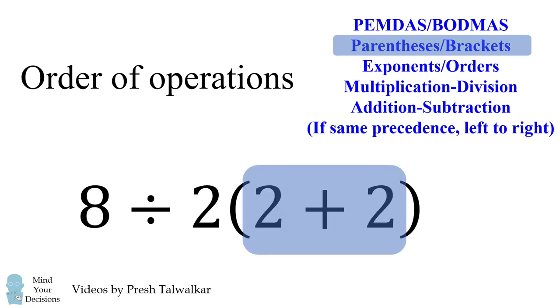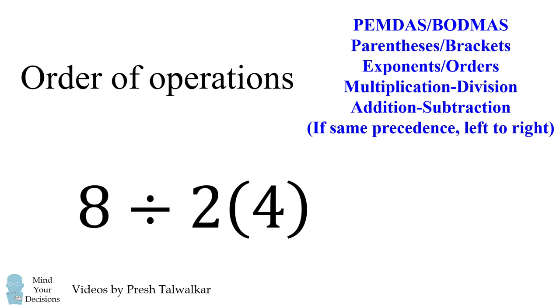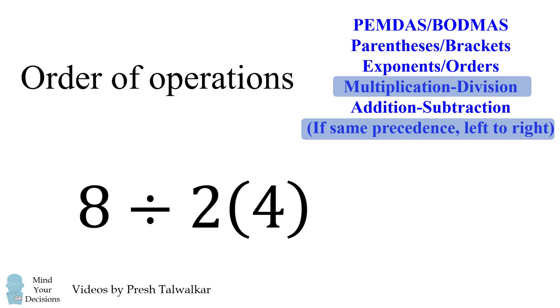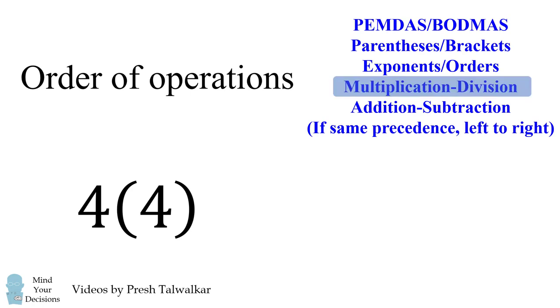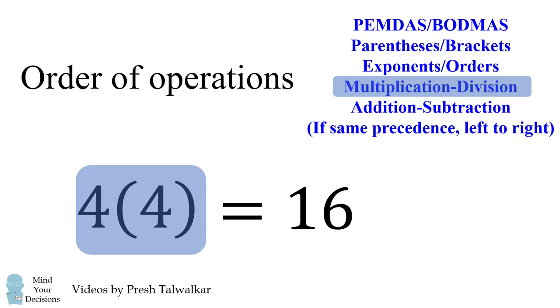2 plus 2 is equal to 4. We then have a division and a multiplication. When you have operators of the same precedence, you work from left to right. So we take 8 divided by 2 first. This evaluates to 4, and then we complete the multiplication of 4 by 4, and we get 16. This is without a doubt the correct answer according to the modern interpretation of the order of operations.